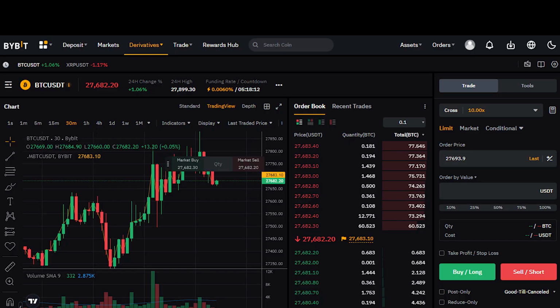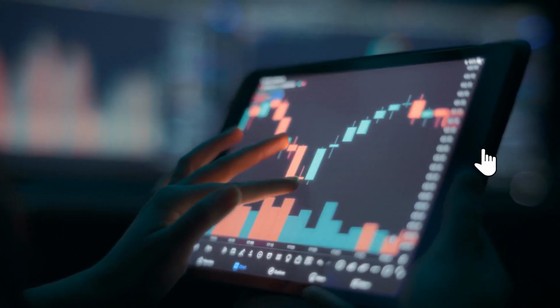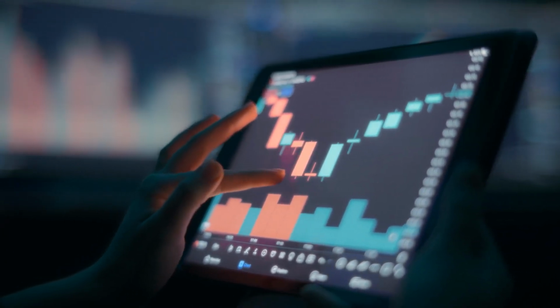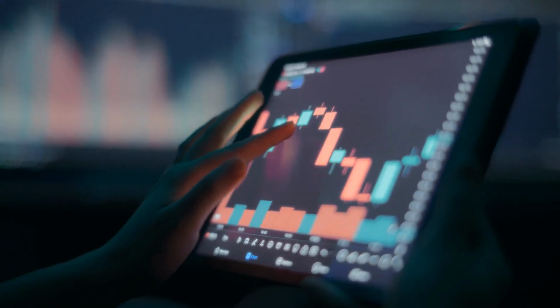Isolated margin allows you to set a specific amount of USDT as collateral, which gives you a closer liquidation price. But the risk is limited to the amount you've invested. Both methods have different styles, so you can choose whichever fits you best. Leverage allows you to trade with more money than your initial capital. With leverage, you can earn or lose more money.